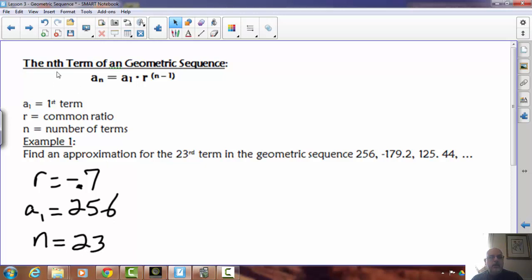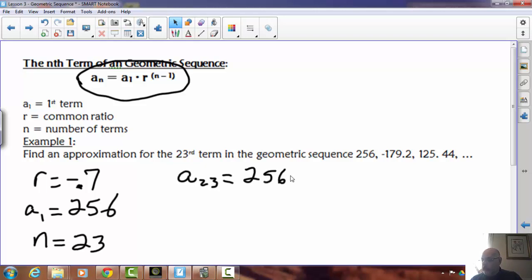Alright, so we've got this formula up here, and that's the formula we're going to use, because that's what we need to find the 23rd term. So a sub 23 is equal to the first term of 256 times the common ratio, negative 0.7, raised to the n minus 1. 23 minus 1 is 22.